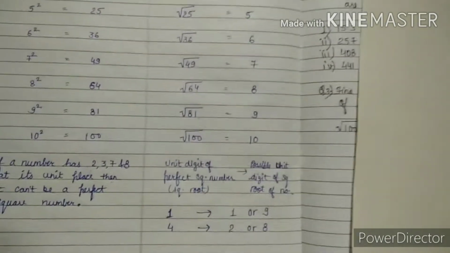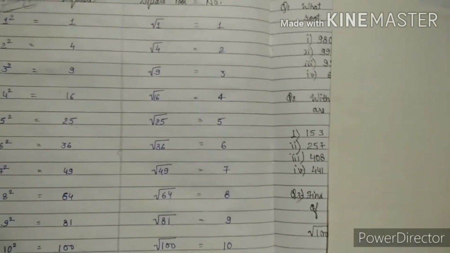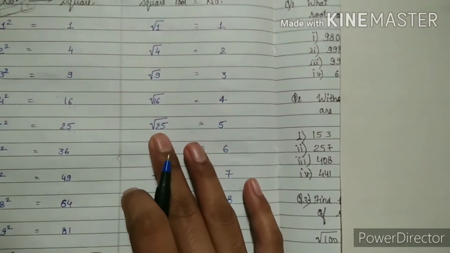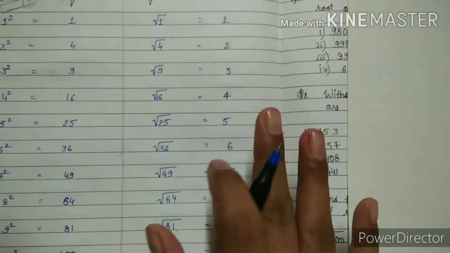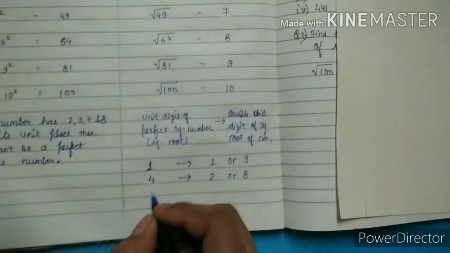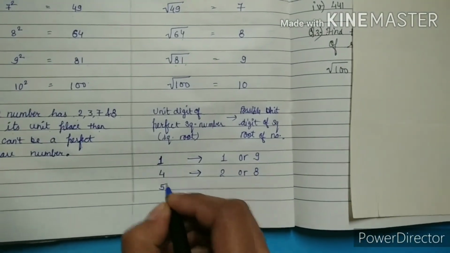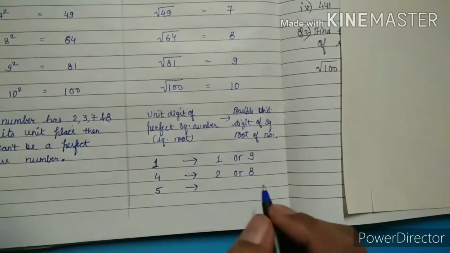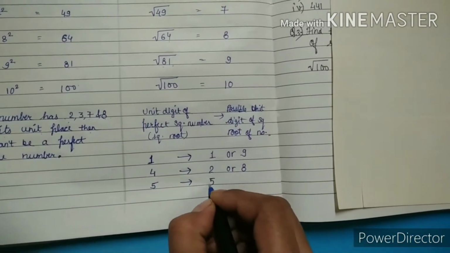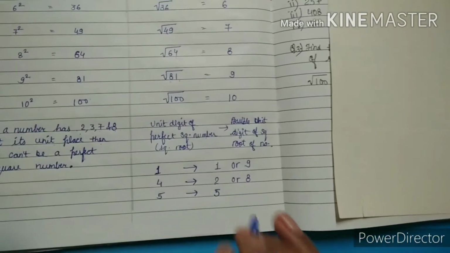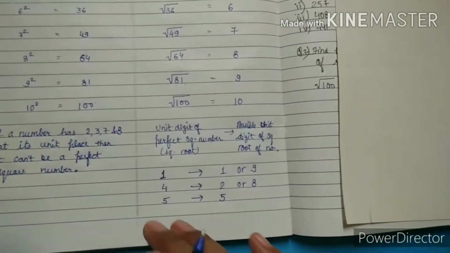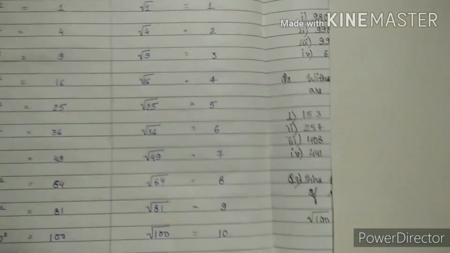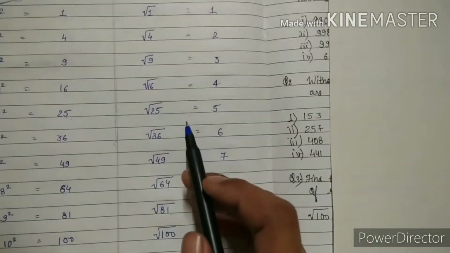Okay. Now 5. Only one case: when we have unit place of 5, their answer is only 5 on the unit place. So when the unit digit of a perfect square is 5, at that time their answer's unit digit must be 5. Now for the case of 6.